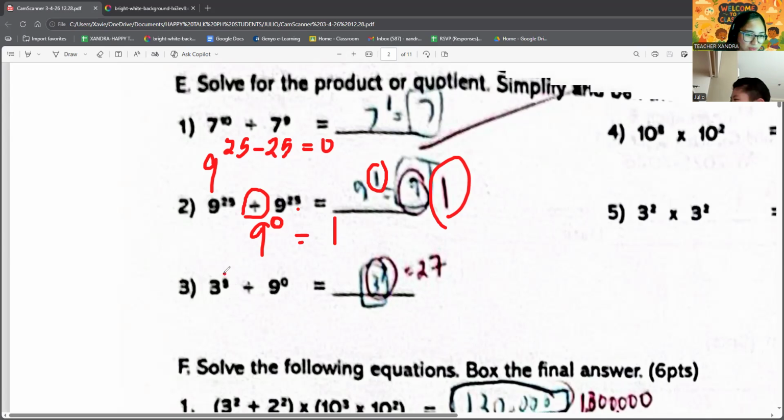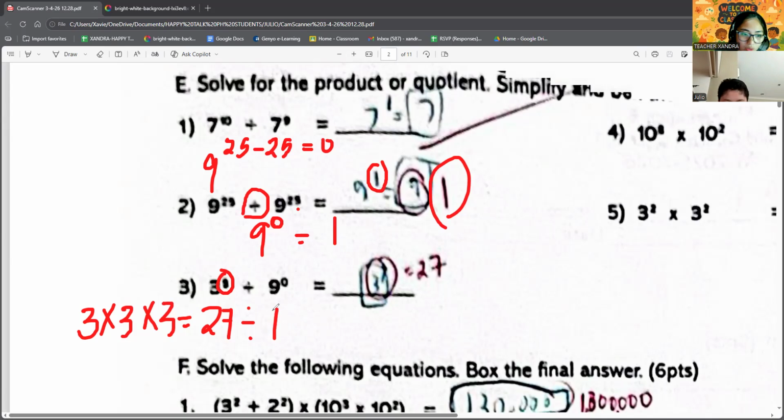Okay. This one I don't get it, but 3 times 3 is 9. I think this is 3. I don't know. Times 3, that is 27. And you divide it by a non-zero base, so it's 1. So 27 divided by 1, it's 27.